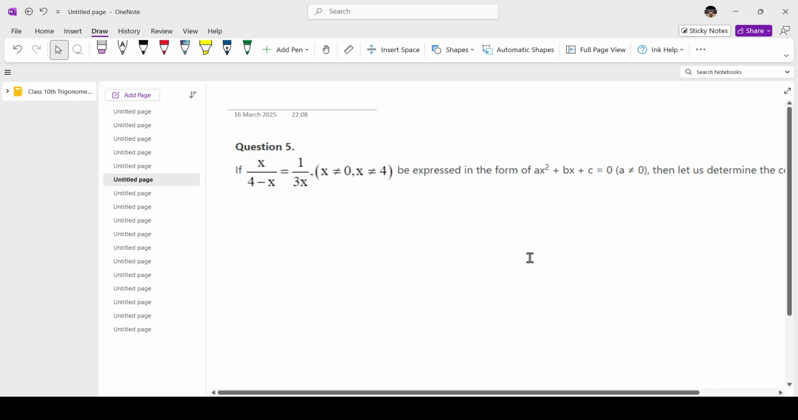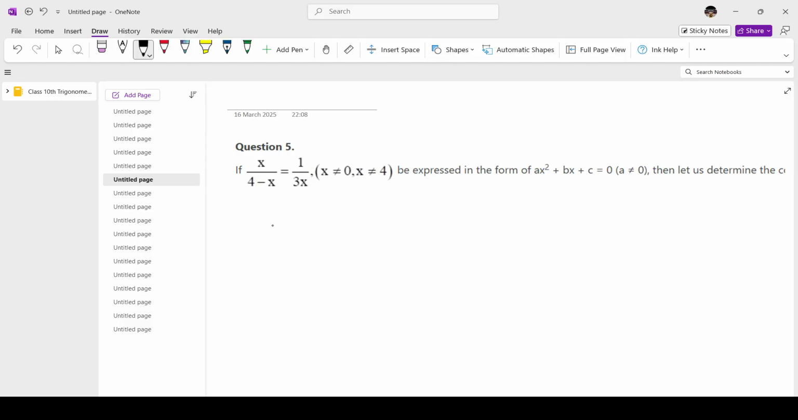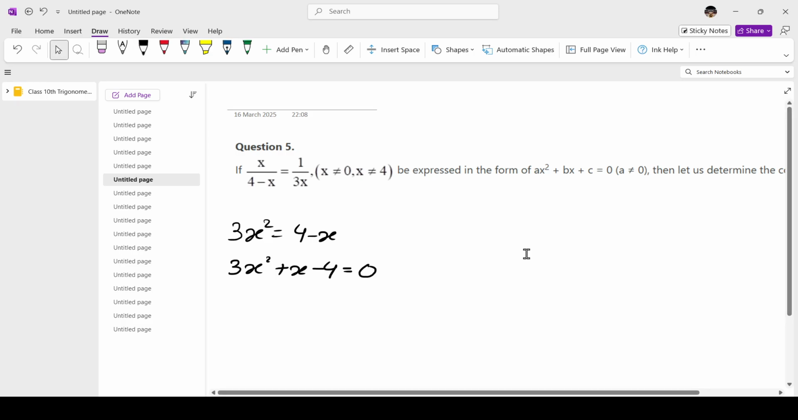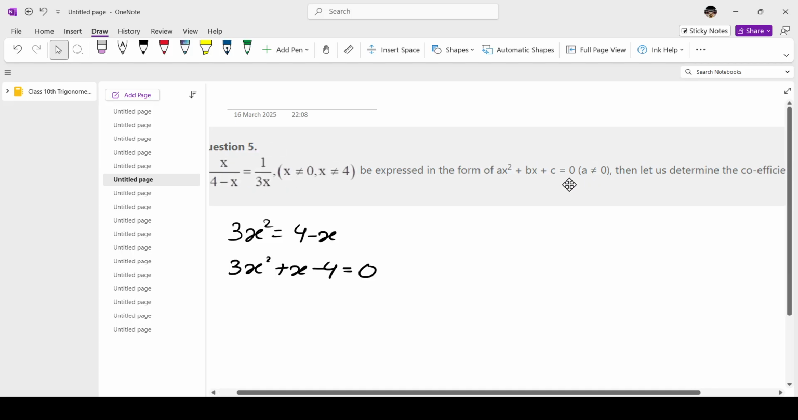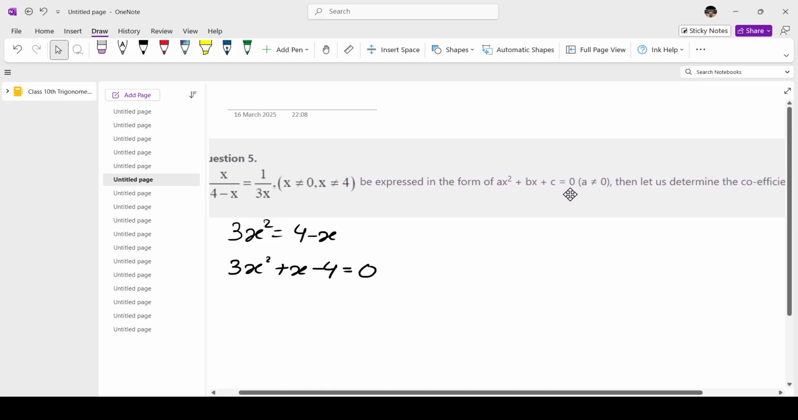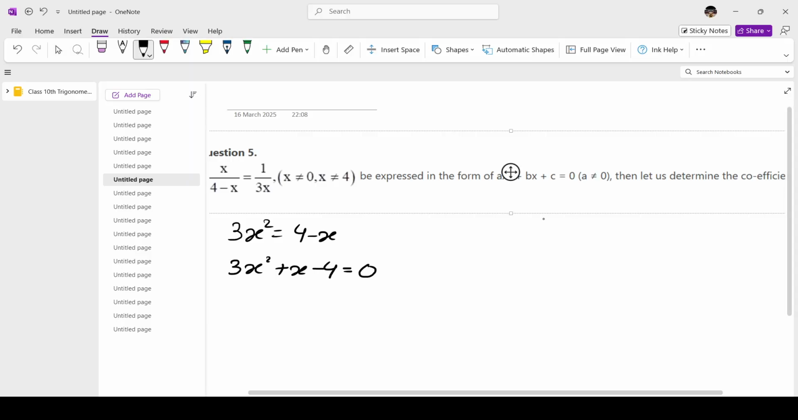Here the question has been given and we have to express it in the form of a quadratic equation. Just cross multiply it. So this will be 3x square equal to 4, so 3x square minus 4 is equal to 0. From there, we have to find the value of x.